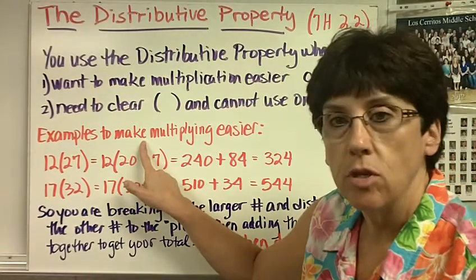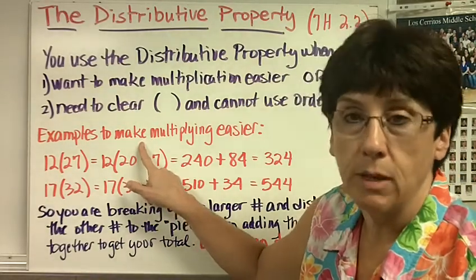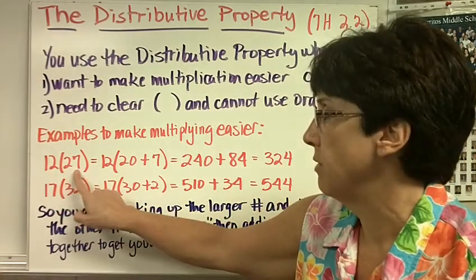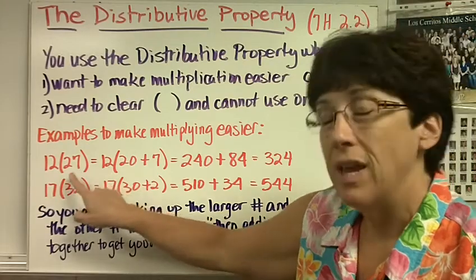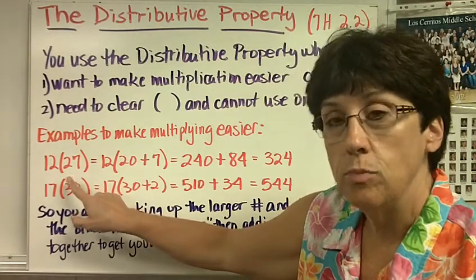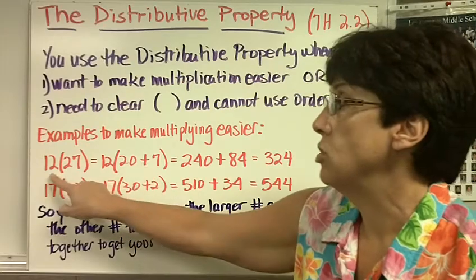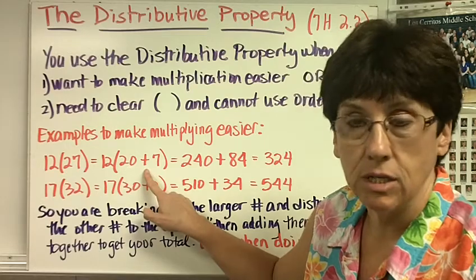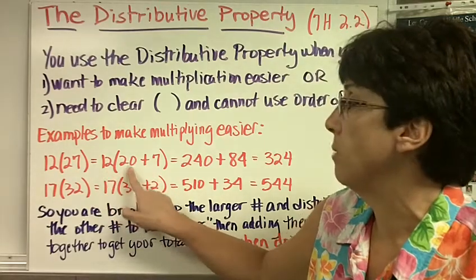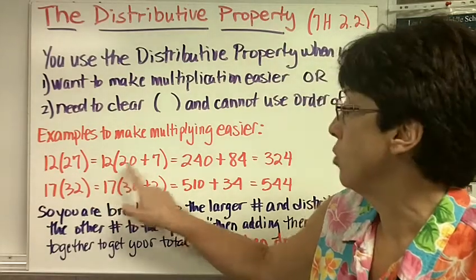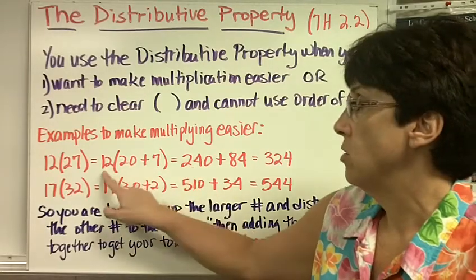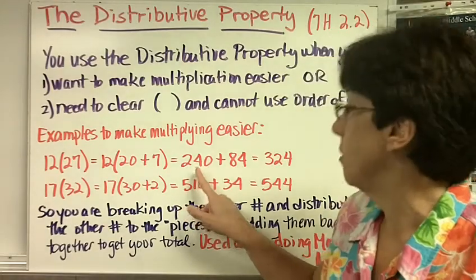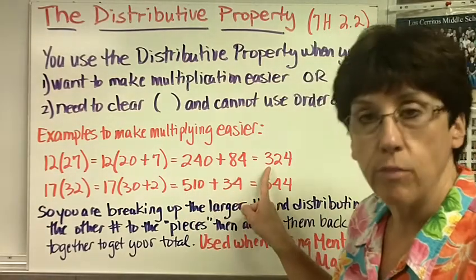Here are some examples where we would use the distributive property to make multiplying easier. Let's say you need to multiply 12 times 27. You can break the 27 down to be 20 plus 7. So you can change this problem to be 12 times 20 plus 7. You're breaking it into two pieces, and then you multiply the 12 by each piece. 12 times 20, 240. 12 times 7, 84. And then you add the two pieces back together. 240 plus 84, 324.